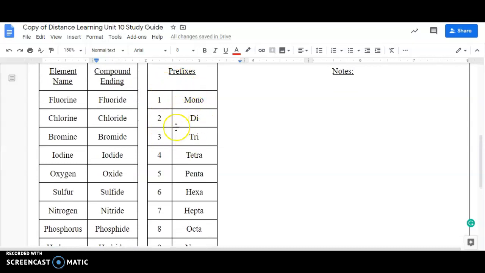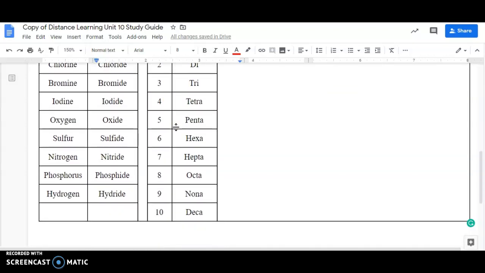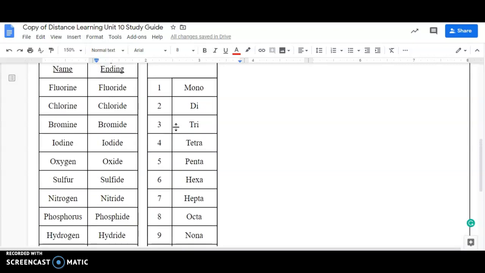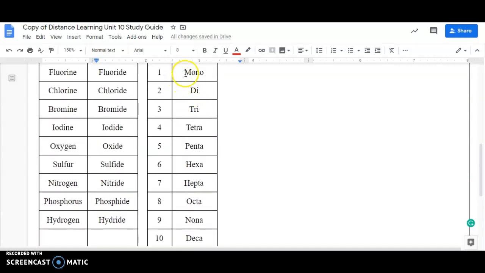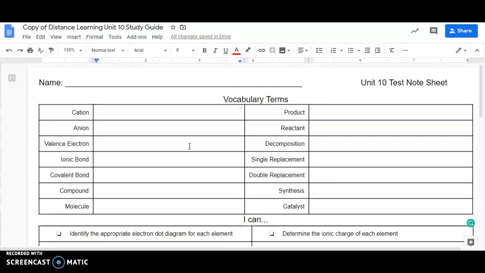And then there's a list here of the prefixes that we use for covalent bonds. And covalent bonds are non-metal to non-metal, and they're the only ones that have these prefixes. Ionic bonds do not use the prefixes.